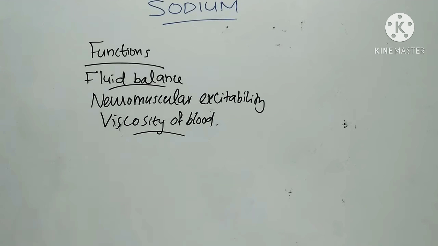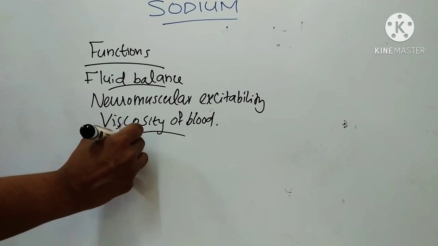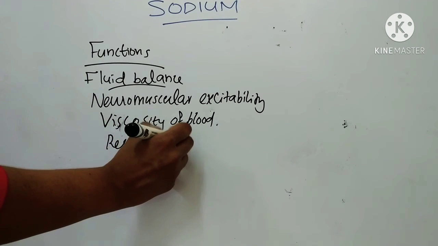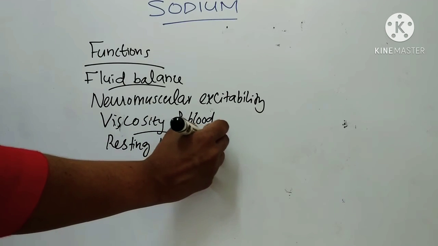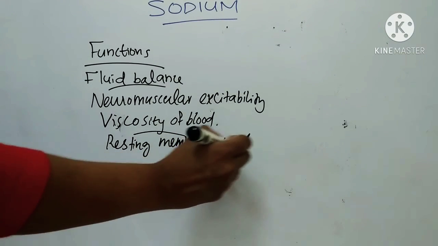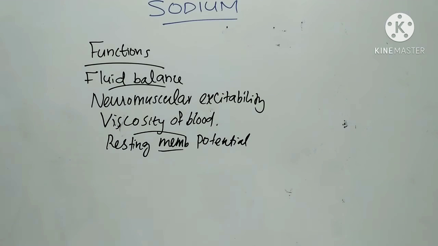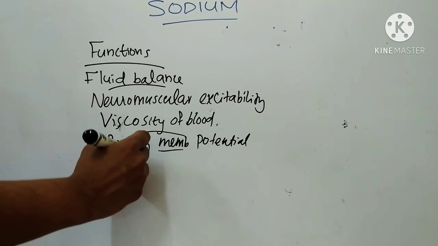Next function is role in resting membrane potential. The plasma membrane has a poor sodium permeability and passive sodium inflow through it. This sodium pump keeps sodium concentration higher outside than inside. This separation of charges is called polarization of the membrane.